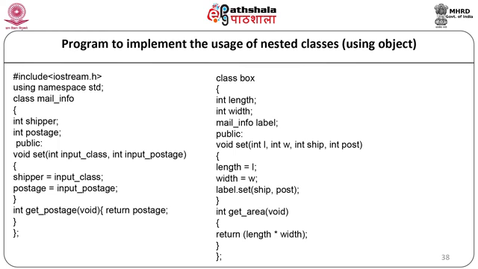Now here we will have one more member function, int getArea(void). Here we are going to write a statement as return length into width. Our member function will end and our class will end. As you can see here, we have defined 2 classes, one class MailInfo, second class Box, and inside class Box we have included the object of class MailInfo.